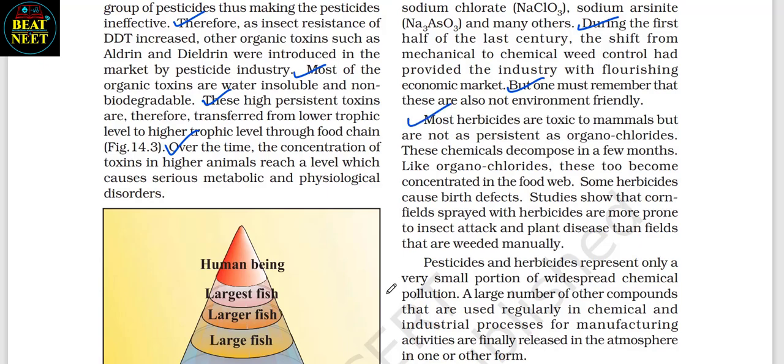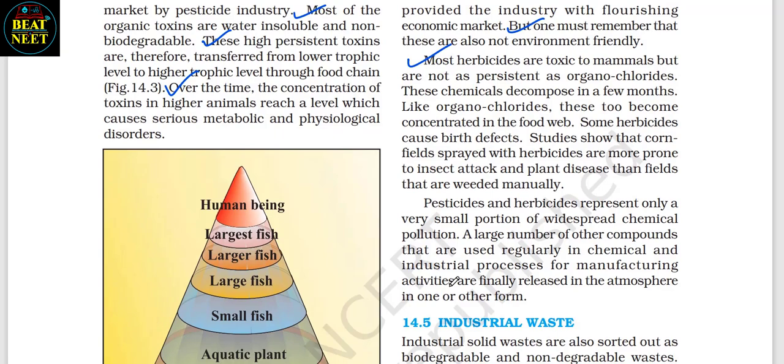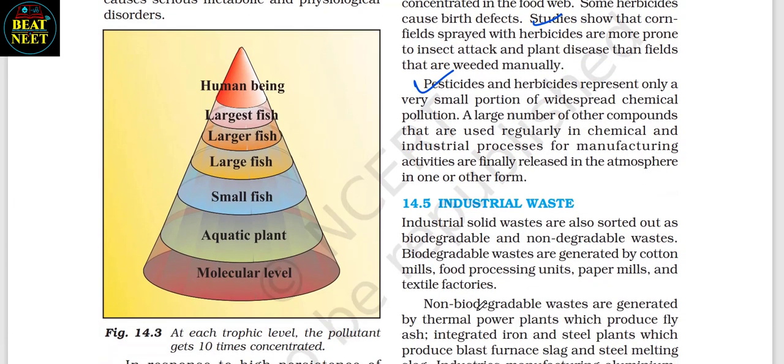Most herbicides are toxic to mammals but are not as persistent as organochlorides. These chemicals decompose in a few months. Like organochlorides, these too become concentrated in the food web. Some herbicides cause birth defects. Studies show that cornfields sprayed with herbicides are more prone to insect attack and plant disease than fields that are weeded manually. Pesticides and herbicides represent only a very small portion of widespread chemical pollution. A large number of other compounds that are used regularly in chemicals and industry process for manufacturing activities are finally released in the atmosphere in one or other form.